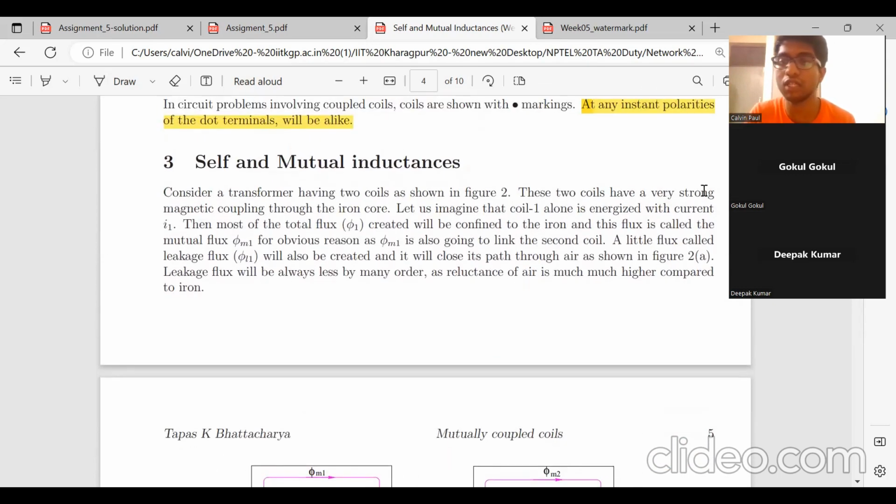So Gokul and Deepak Kumar, do you have any doubts now? No, sir. Okay, that's good. So you can stop me anytime if you are having any problem or anything. Okay.